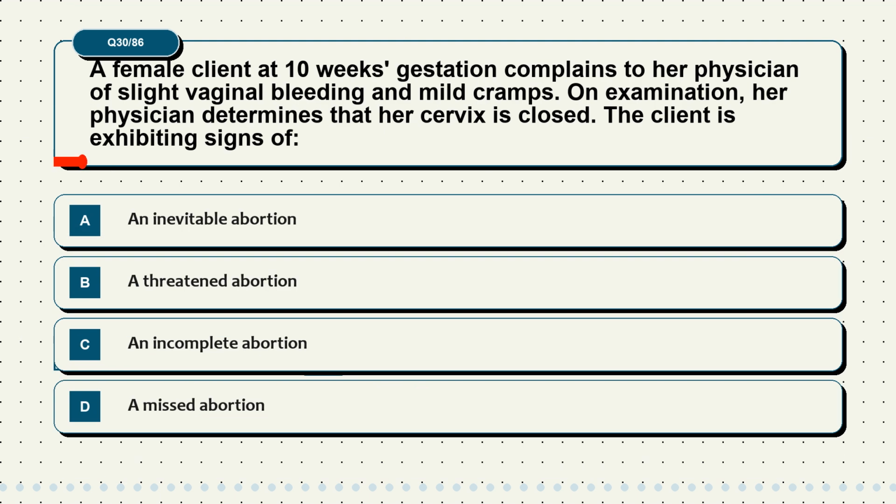Question 30. A female client at 10 weeks gestation complains to her physician of slight vaginal bleeding and mild cramps. On examination, her physician determines that her cervix is closed. The client is exhibiting signs of. Here are the options. Option A. An inevitable abortion. Option B. A threatened abortion. Option C. An incomplete abortion. Option D. A missed abortion.